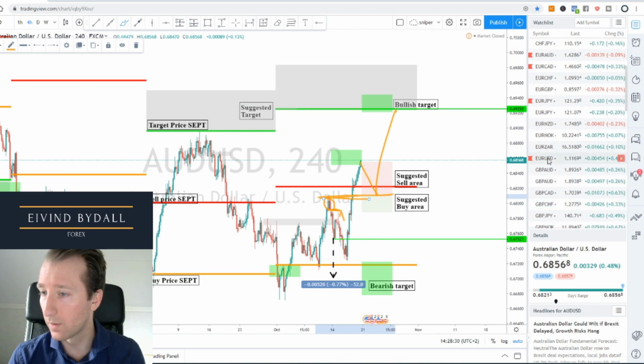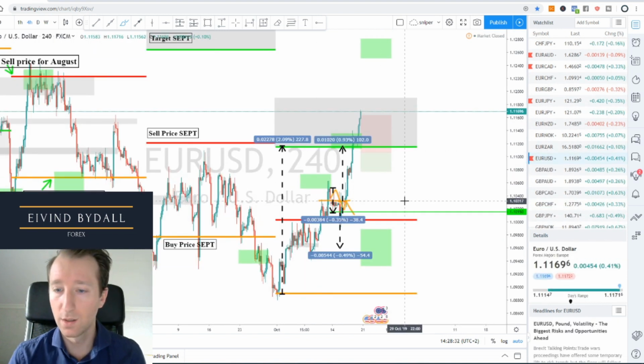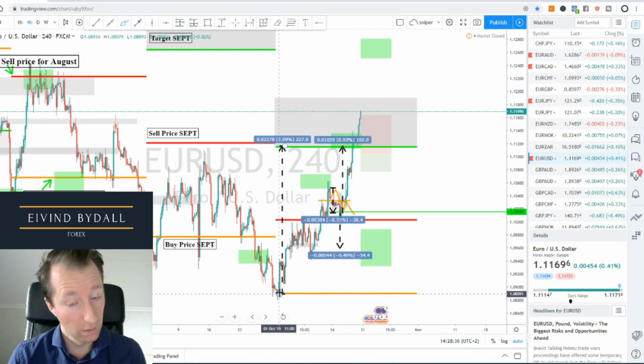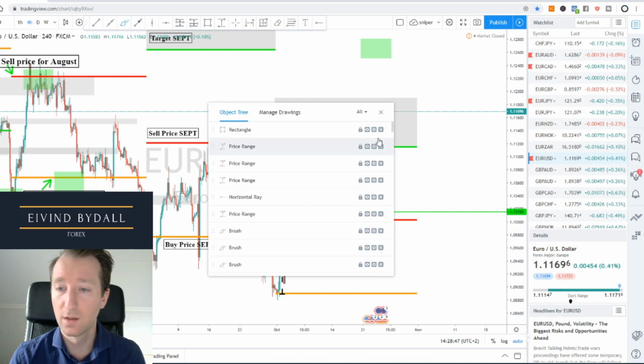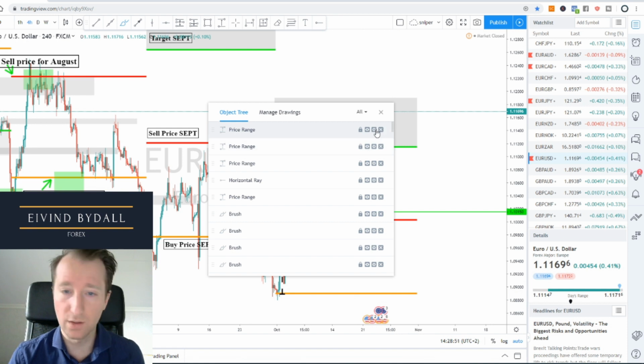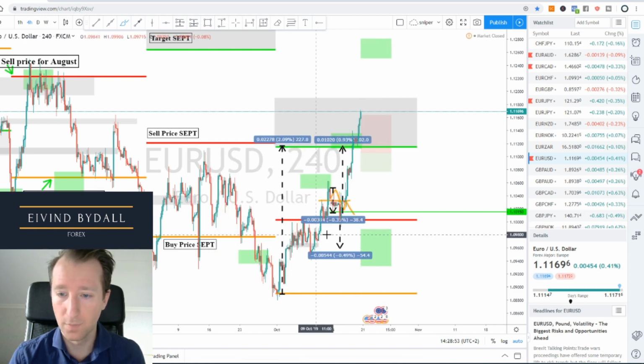EURUSD, where are you? We are there, good. EURUSD, we have gone from buy price of the month. All of these have buy prices and sell prices. So what happened was that we really kicked off the monthly buy price, waited at the sell price actually, but then we continued higher.